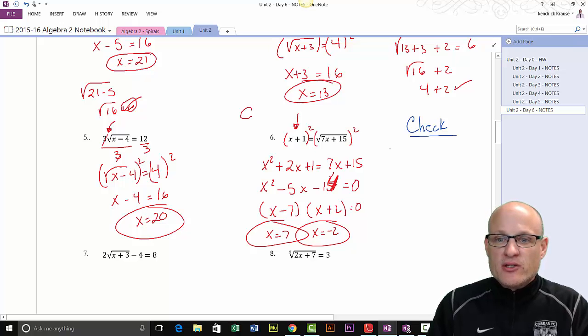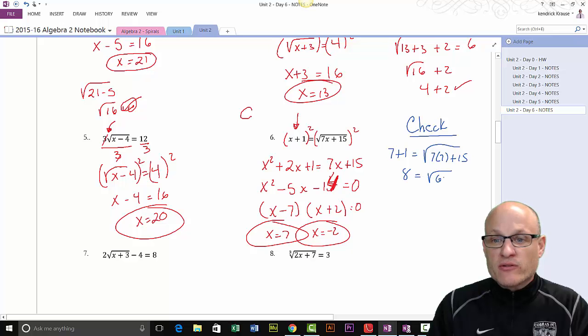So let's check 7. 7 plus 1, does that equal the square root of 7 times 7 plus 15? Well, this is 8 equals the square root of 64, and I think you can check and see that works. Now we're going to do negative 2 plus 1. Does that equal the square root of 7 times negative 2 plus 15?